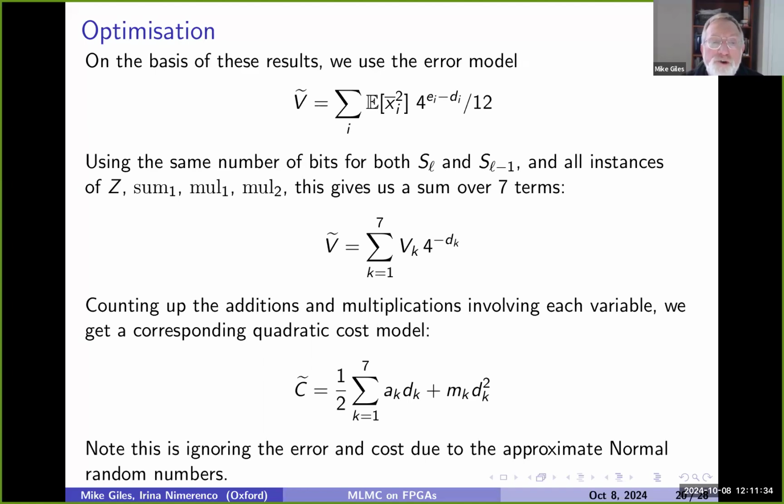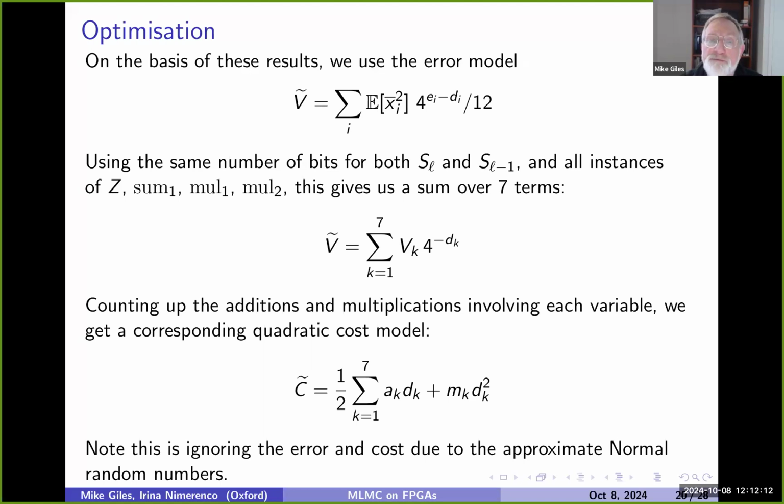Okay. So if we use the same number of bits for both of the s's and for all instances of these other variables, then this gives us an error model which involves a sum over 7 terms of some constant times 4 to the minus dk. And then for the cost model, we just count up how many different additions and multiplications involve each of the variables. And what we get is this corresponding quadratic cost model.